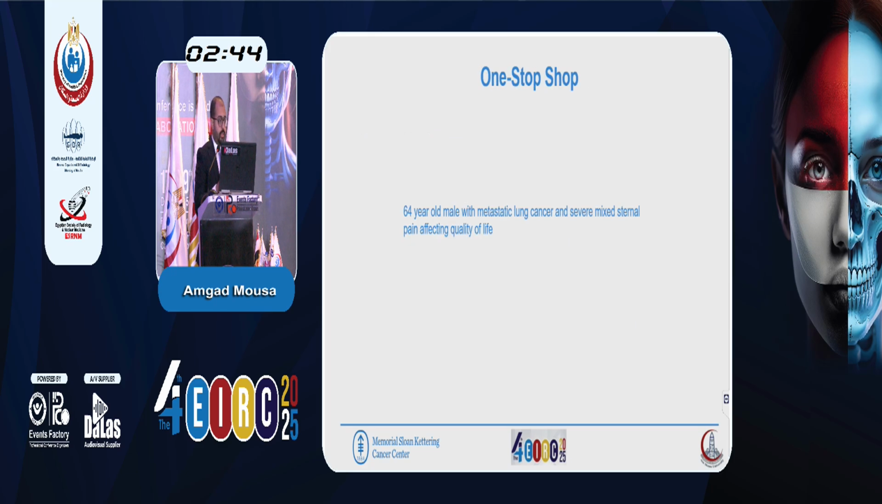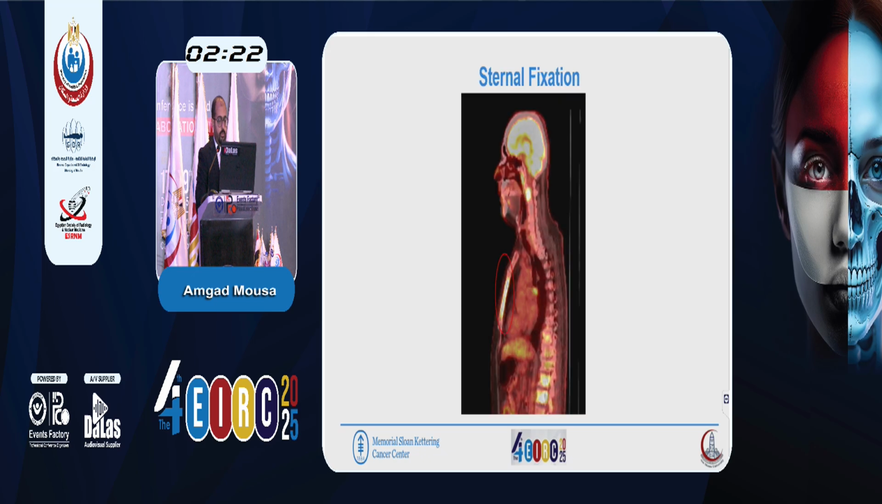Now, why do I say that percutaneous bone stabilization is a good point to show that we can help cancer patients throughout their journey? This is a good case. This is a 64-year-old male who had metastatic lung cancer, severe mixed sternal pain, mixed meaning that it's biological as it related to the tumor itself and mechanical related to movement. That was significantly impacting their quality of life.